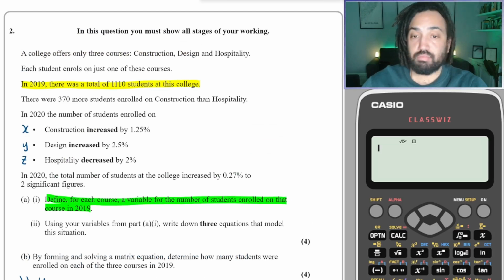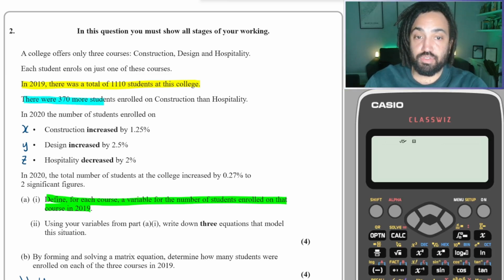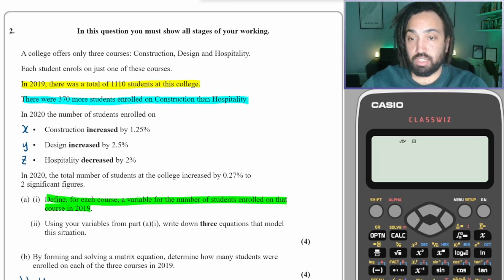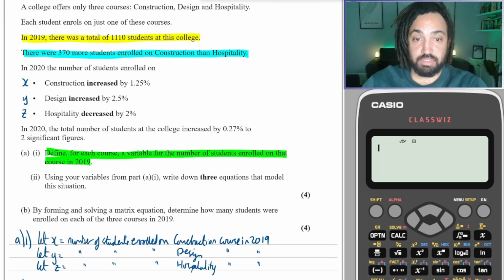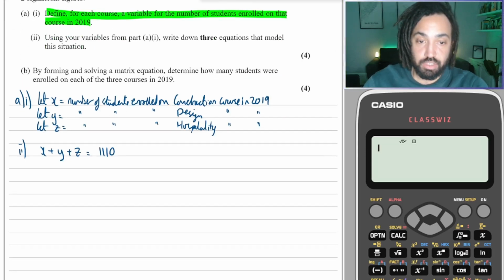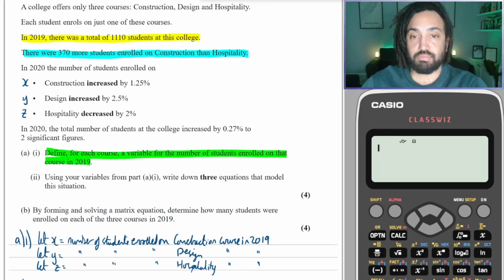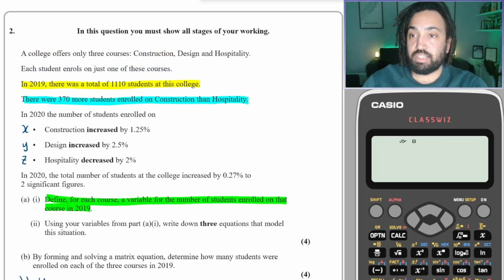Okay. The next information that I've been given is this blue one here. It says there are 370 more students on construction and hospitality. So the difference is 370. So if I do construction minus hospitality, I get 370. So if I do x minus z, I should get 370.